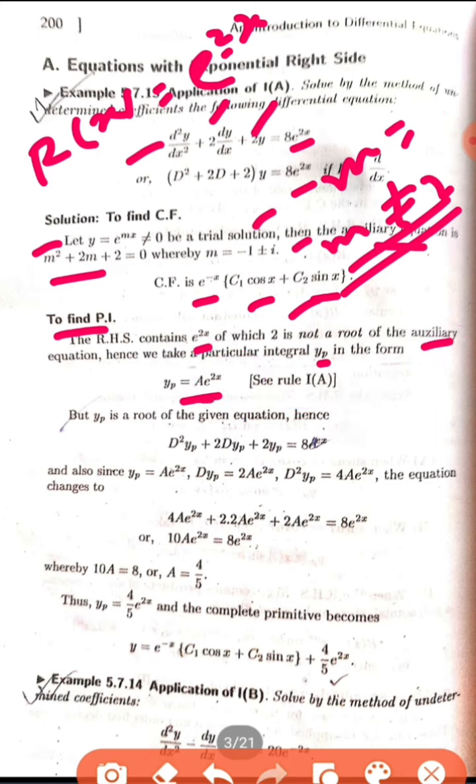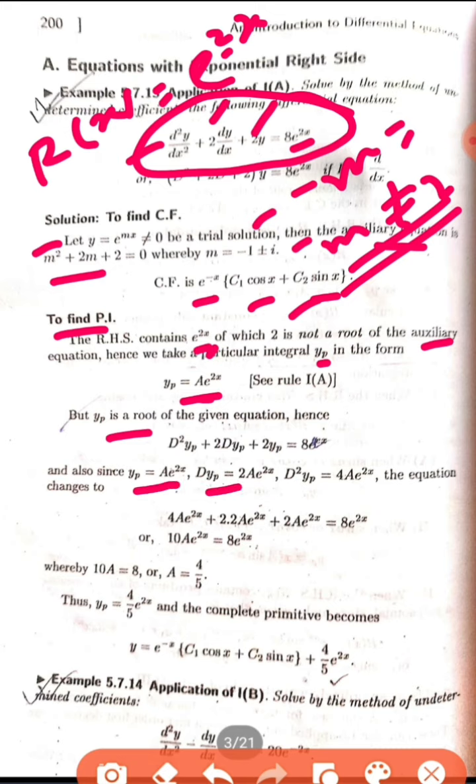Let us come to this math again. You have YP = A e^(2x). Now how to find the value of capital A? For this, YP is a solution of the given equation. So you have YP = A e^(2x), differentiating it we have dYP = 2A e^(2x) and d²YP = 4A e^(2x). Now putting all these values in this equation and comparing, we have 5A = 4 and A = 4/5. So YP = (4/5) e^(2x).